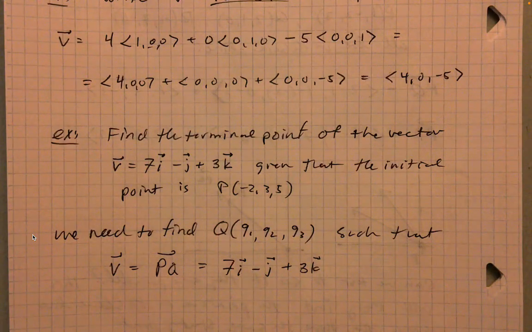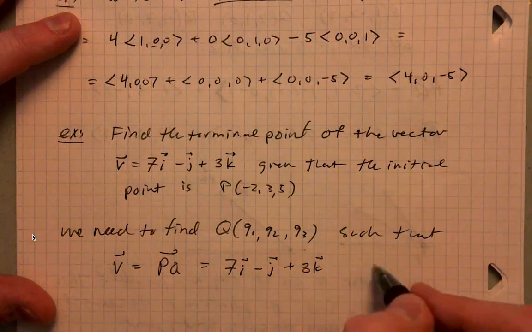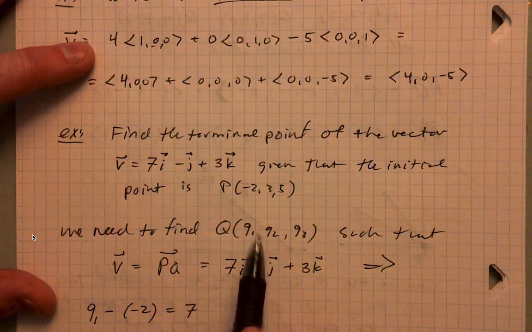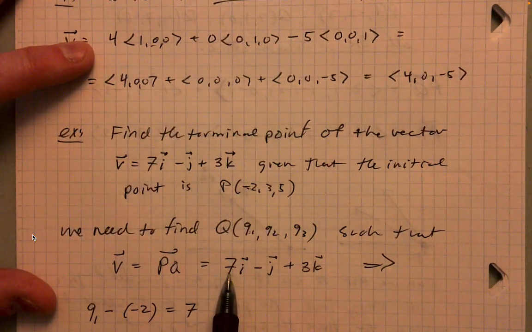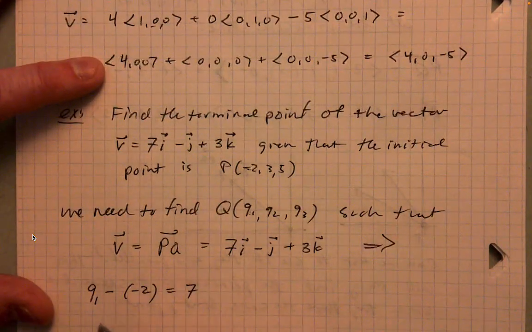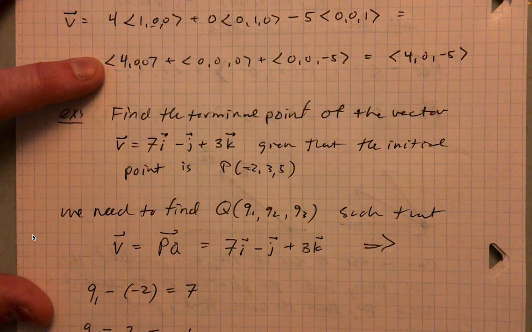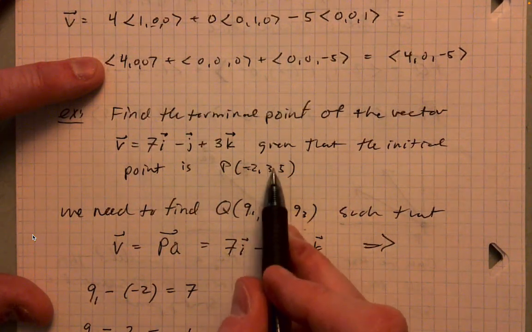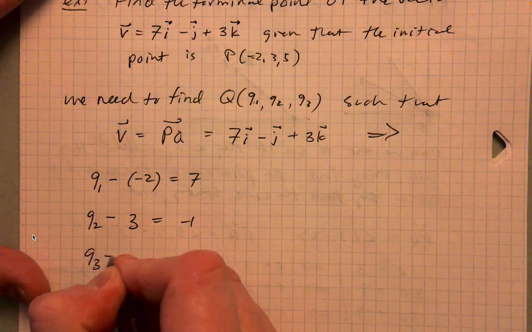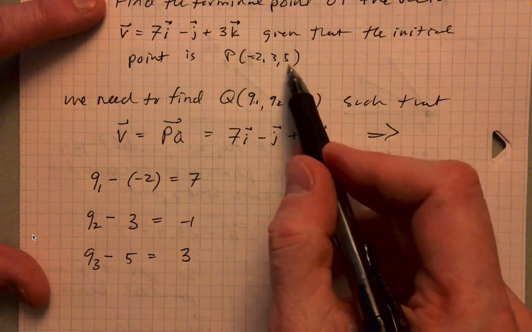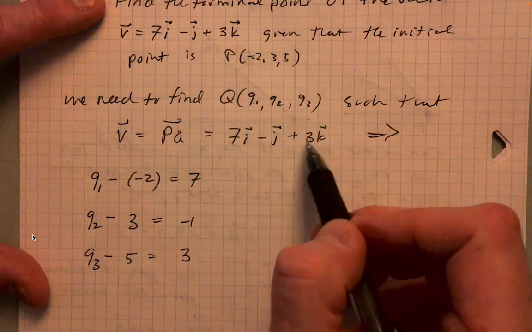That's going to mean, so that implies what? It means Q1 minus negative 2 needs to equal 7. So this guy minus that guy needs to equal this guy. And Q2 minus 3 needs to equal negative 1. So Q2 minus P2 needs to equal negative 1. And finally Q3 minus 5 needs to equal 3, so Q3 minus P3 needs to equal the component 3.